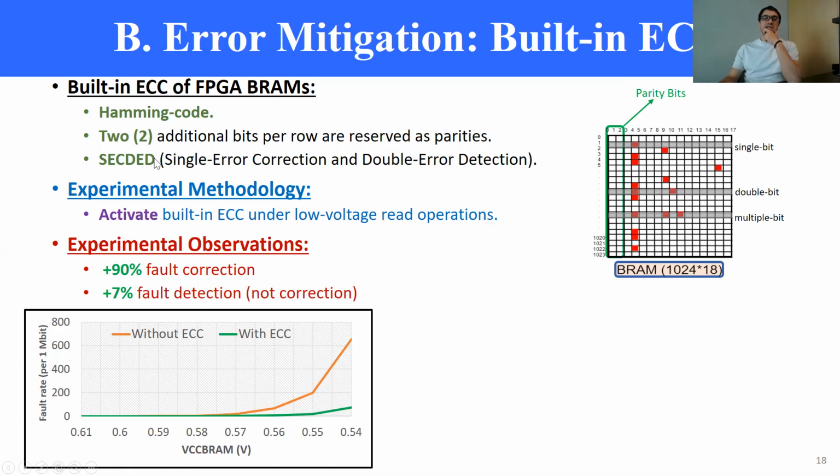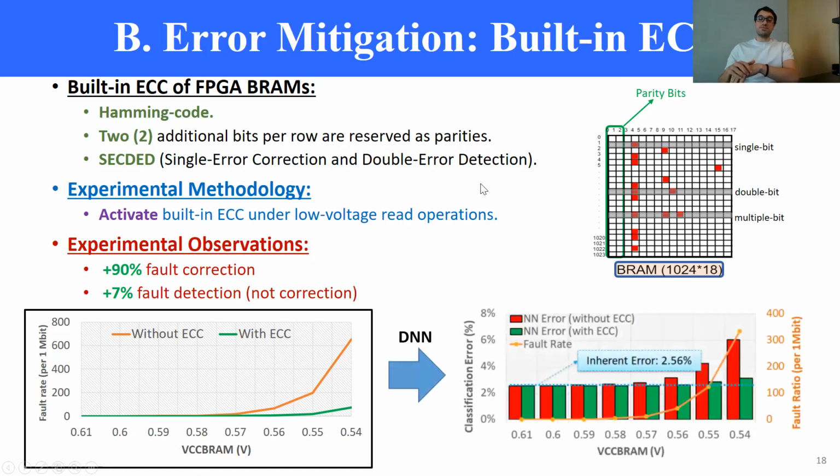So considering that the ECC has the type of SECDED, single error correction and double error detection, we did a characterization, and we observed that most of the undervolting errors are of the single-bit type, which can be easily corrected by this ECC, because ECC is actually designed to correct these errors. The number is shown here. More than 90% of the errors are single bit, and there is a small percentage that are double bit or multiple bit. So ECC is pretty useful for detecting and correcting, especially, undervolting errors in FPGA SRAMs.